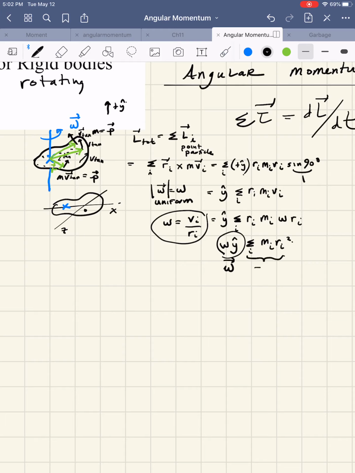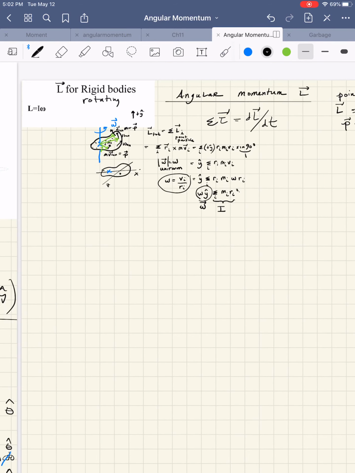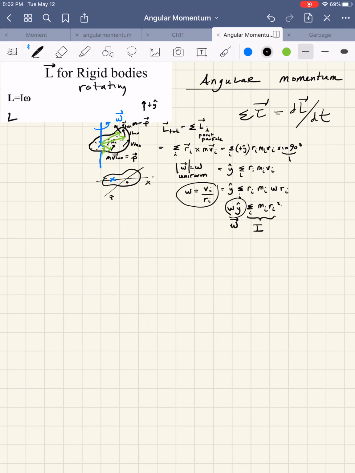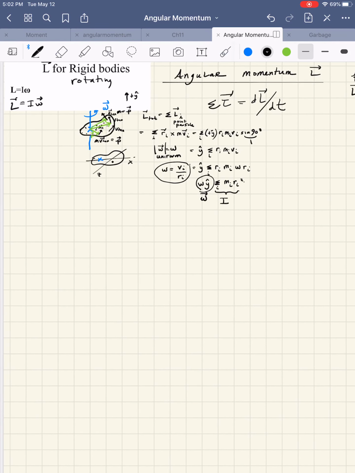And this thing you'll recognize as the moment of inertia for point particles. And so it's in this way we recognize that for the rotating rigid body, we can use this equation, L equals I omega, to represent our angular momentum. Okay, great.